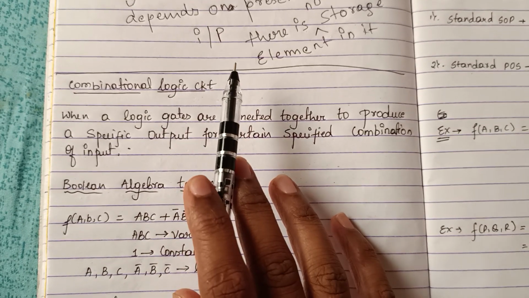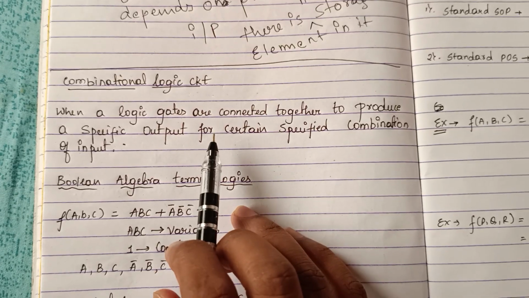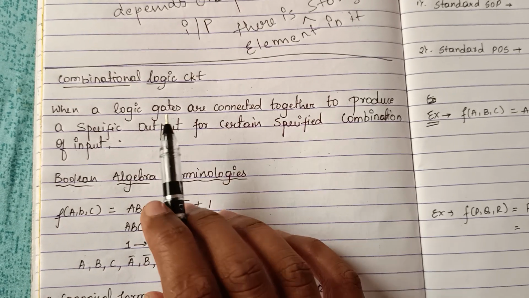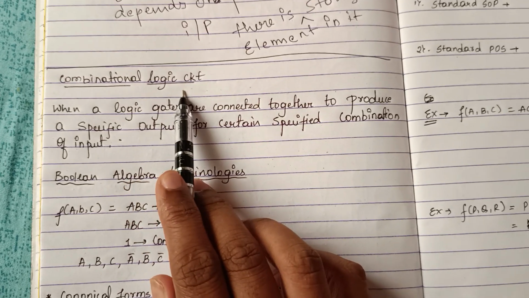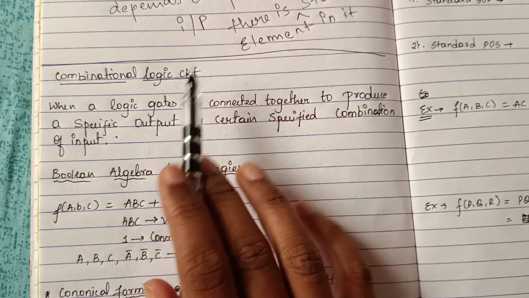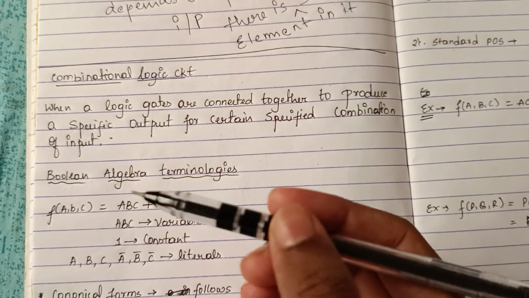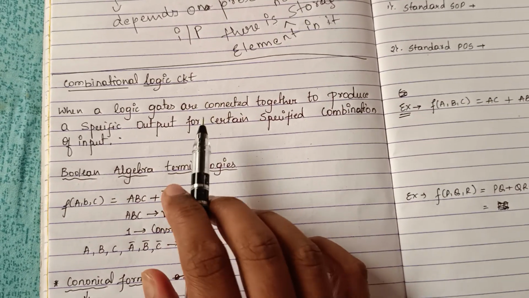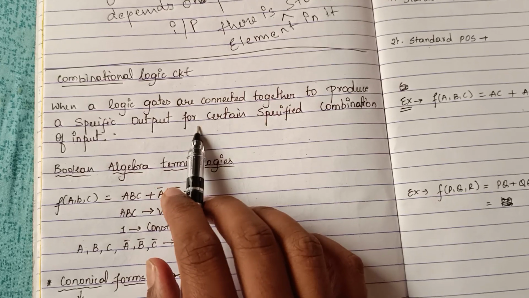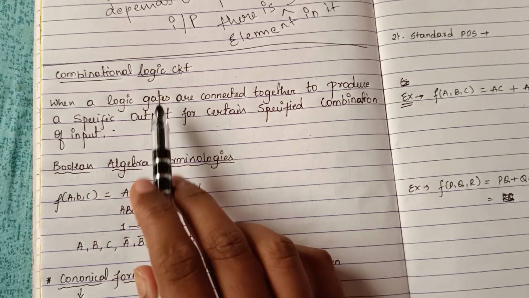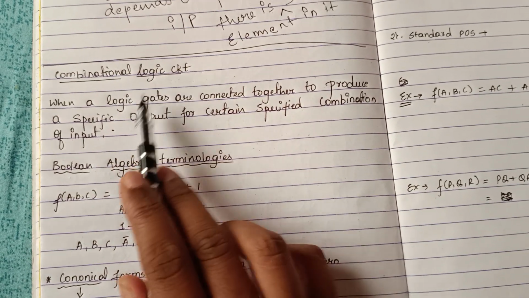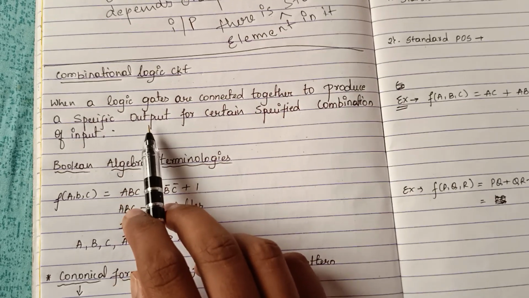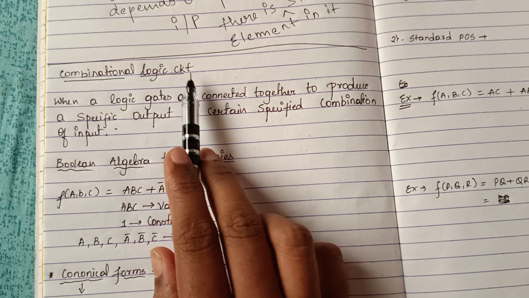What does it mean? You give some inputs and get some required output. So that is known as a combinational logic circuit. It does not depend on any stored data, such a thing happens in sequential circuits. So that is a future thing, we will discuss that too. So this is a combinational logic circuit where you give a certain input and get a required output.